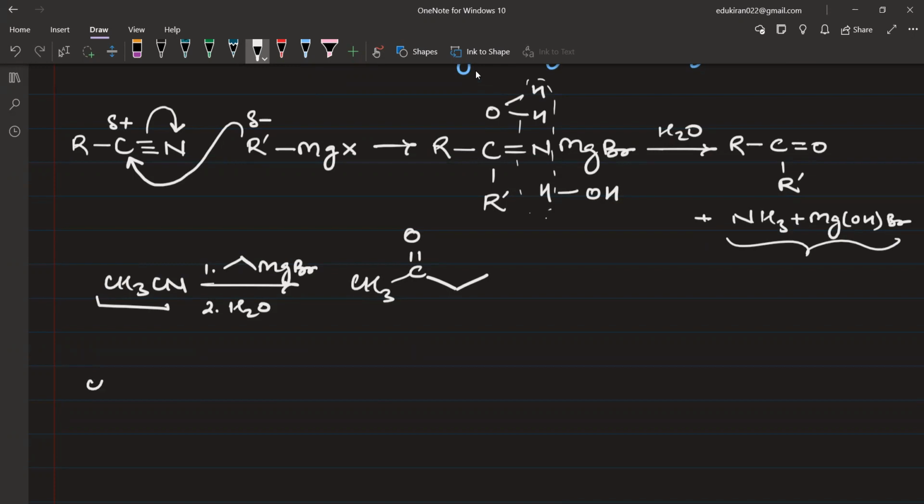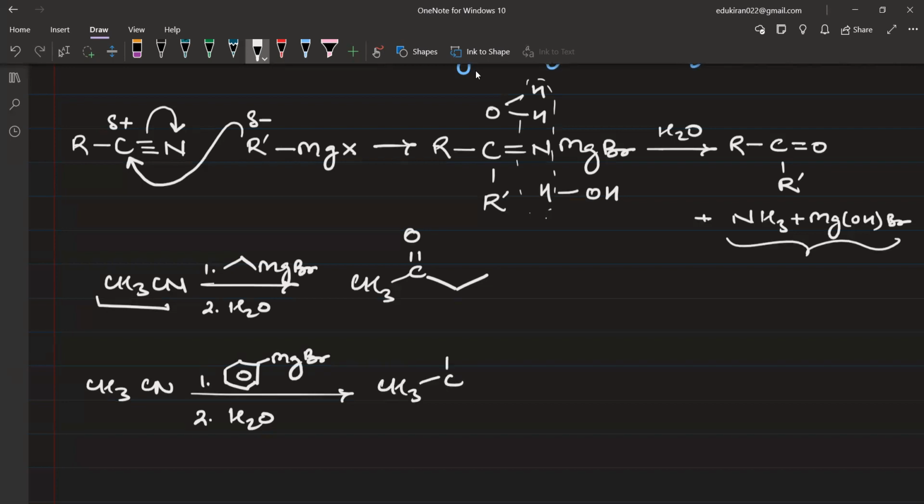For example, they can also give you CH3CN. The first step, they are going to be phenyl magnesium bromide. Second step, water. So here what you are going to do, here you are going to do CH3, C double bond O, and then you have the phenyl group. Whatever group is attached to the Grignard reagent, that you are going to attach as the second alkyl group in the ketone.